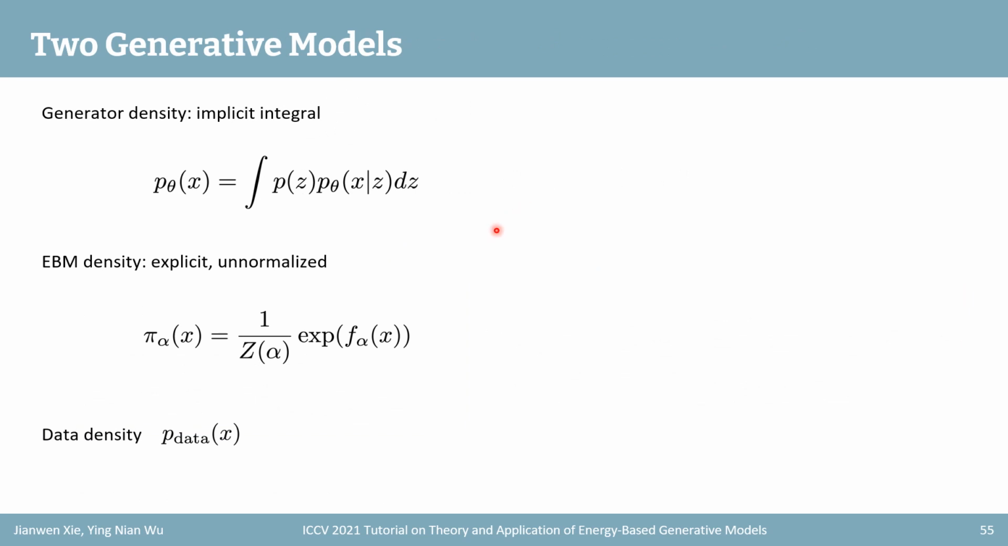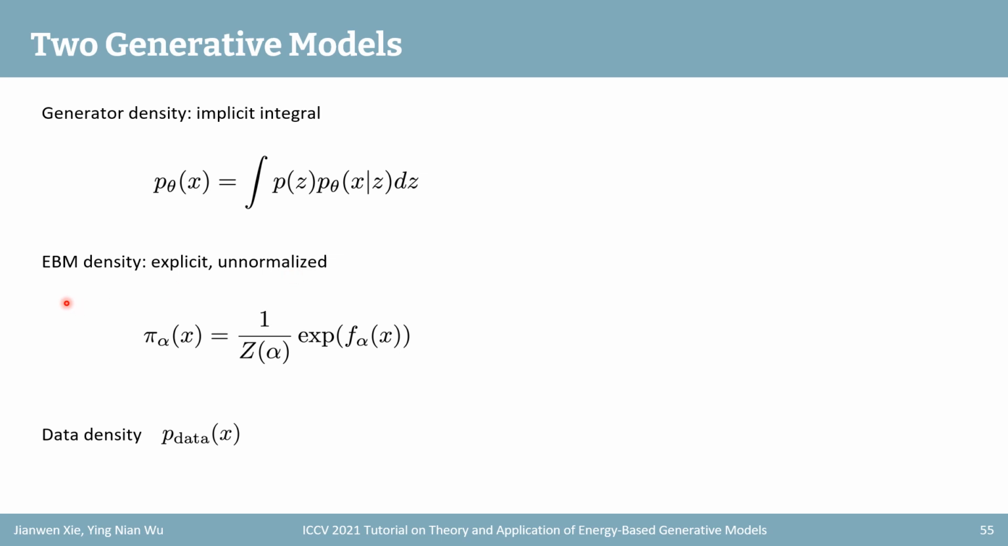So with the above preparation, we are now ready to present the cooperative learning method so that we can learn both the generator and the energy-based model in a cooperative way. So the generator model, we denote this as p_theta(x), where we use theta to denote the parameters for this top-down mapping. Okay, and it is an implicit integral, right? So the marginal density is the integral of the joint density, so that it is implicit.